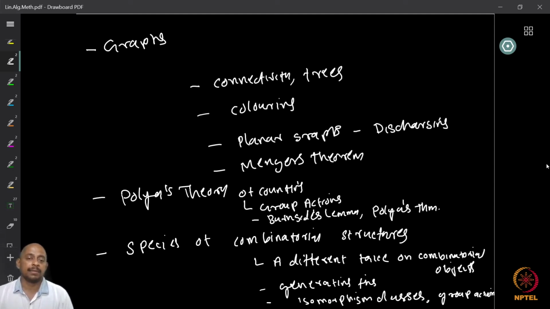Then this was where we saw Polya's theory of counting, that this can be used to count, for example, coloring questions where we have some kind of symmetry acting, like when we have some objects where we don't want to look at all possible colorings per se, but we want to look at colorings which are non-isomorphic under the action of the symmetric group, for example, under rotation, etc. And then we learned Burnside's lemma and Polya's theorem.